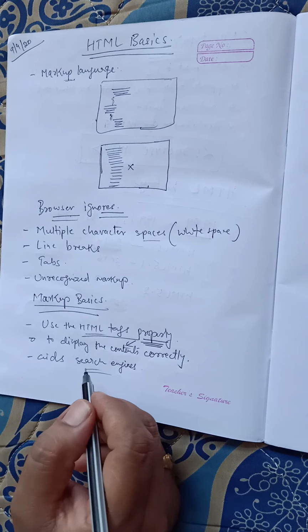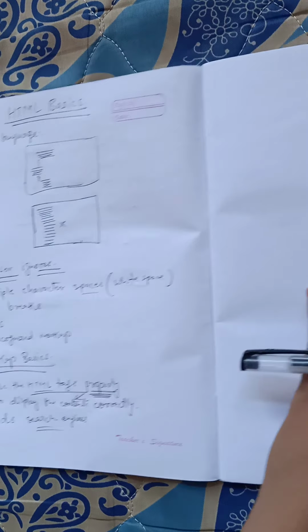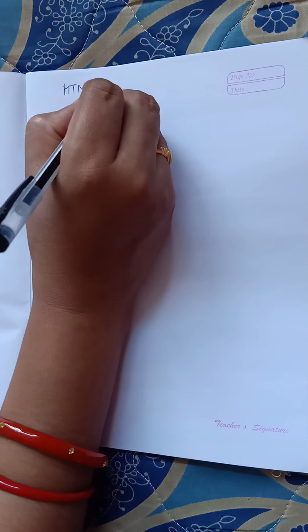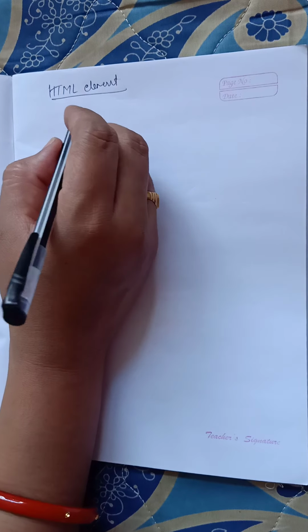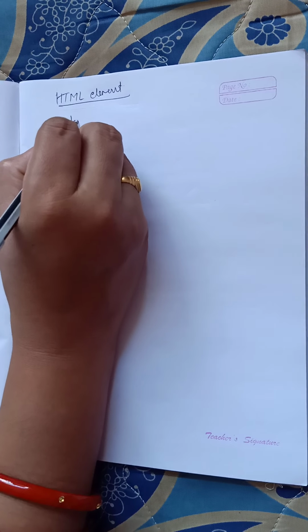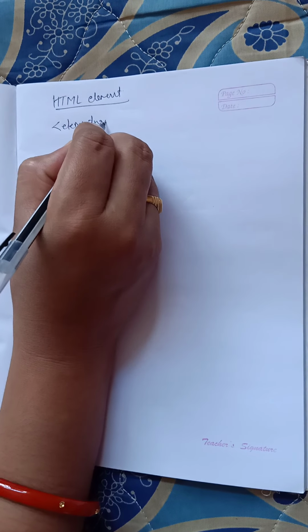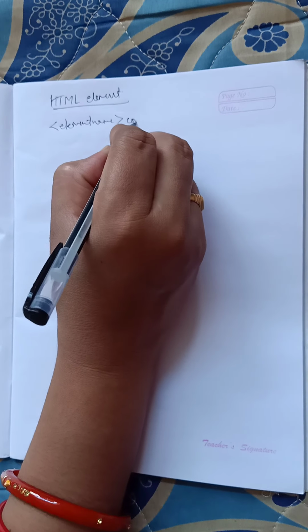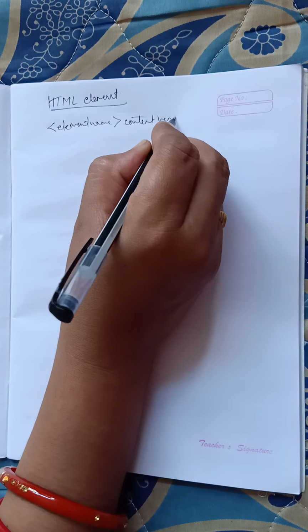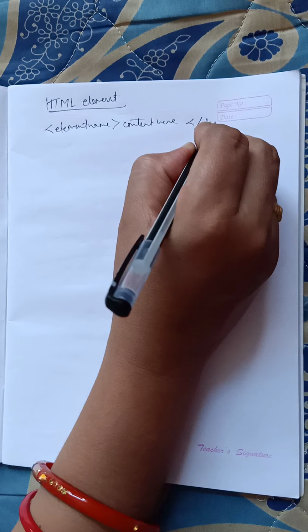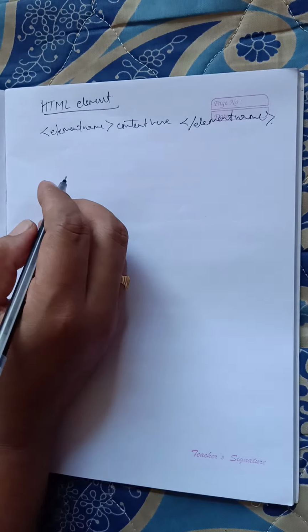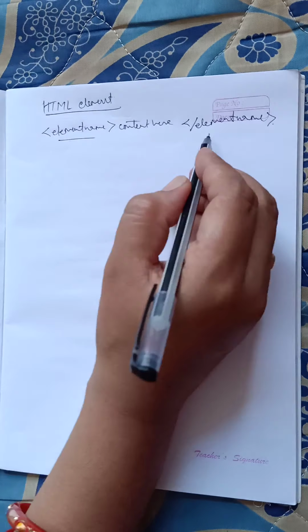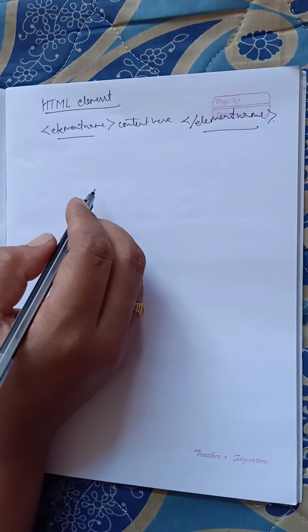Okay, now yesterday we already discussed HTML elements. We already had a discussion about that. Let me just have a look. We will be writing the element name, write the content here, and then the element name. Okay, these types of things are known as our tags.